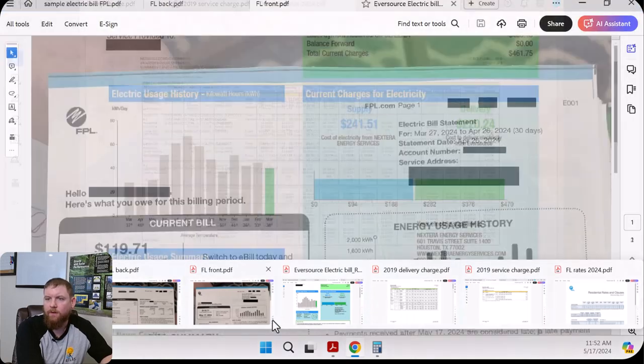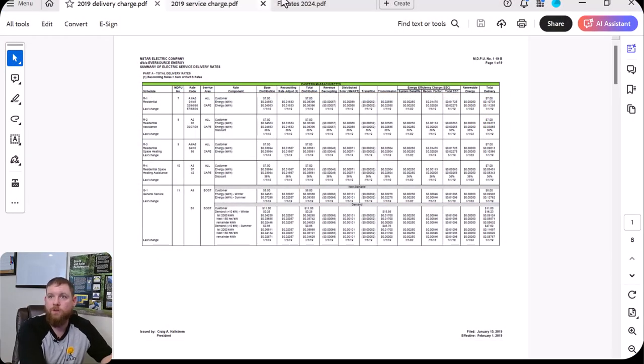So that's going to be the Eversource portion. Again, Eversource on their website has a link to view what their past rates are for 2019, the delivery portion.